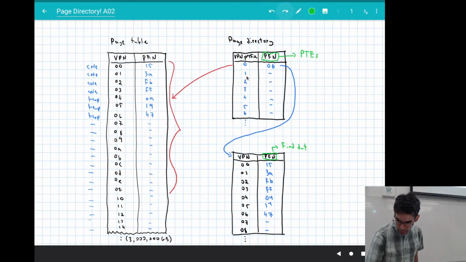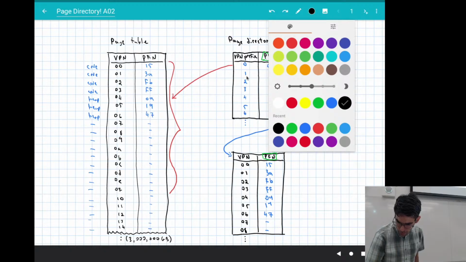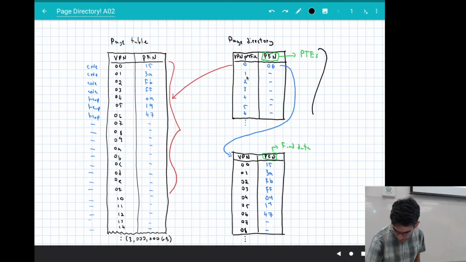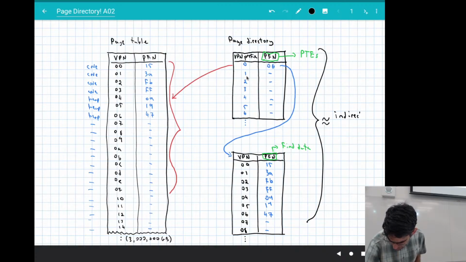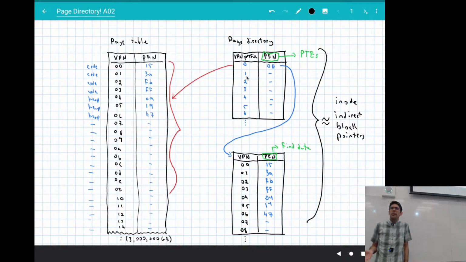So what's important to me about all of this is that this is approximately equal to indirect block pointers. It's not identical, but it's close enough with this idea of indirection for finding more data for this thing. This structure could also be used with doubly indirect pointers.